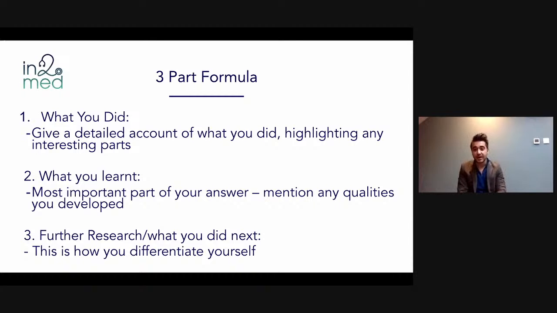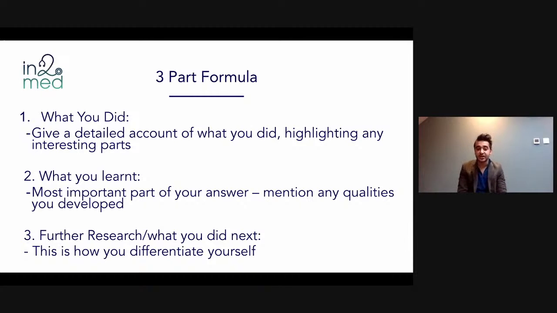Then you need to talk about what you learned. And that's where you need to go back to those list of qualities. So again, despite them not asking about qualities this time, you have to mention them, because this is basically a sales pitch explaining that you have the qualities to be a doctor.